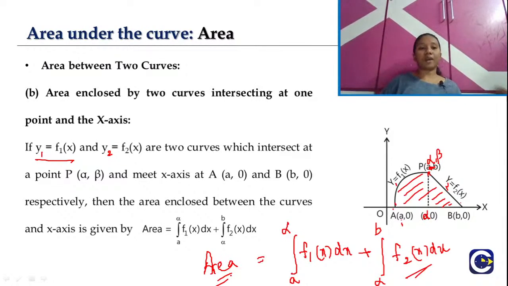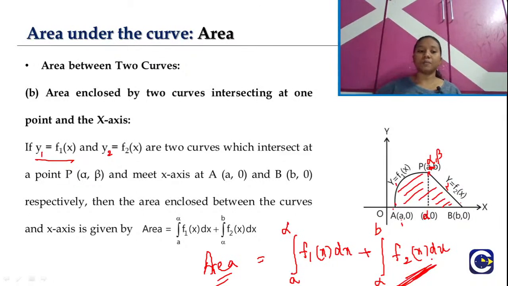Compared to the previous one, this one is quite easier, because we won't get confused about which is the upper curve and which is the lower curve, which we have to subtract or add. It is as simple as that: these two curves intersect at one single point P with coordinates alpha comma beta, and the area enclosed between these two curves and the x-axis has to be found out. That will be our required area.